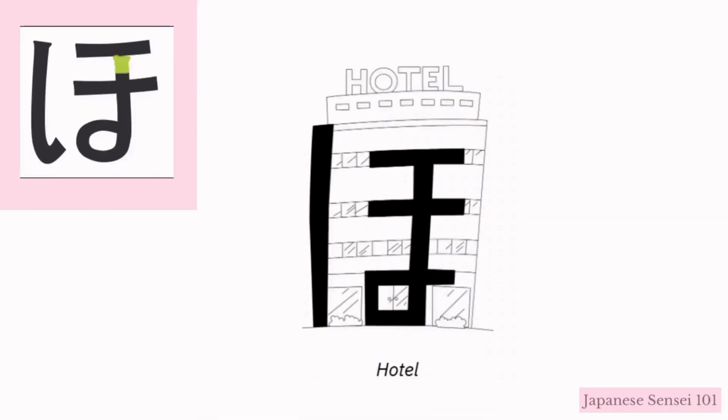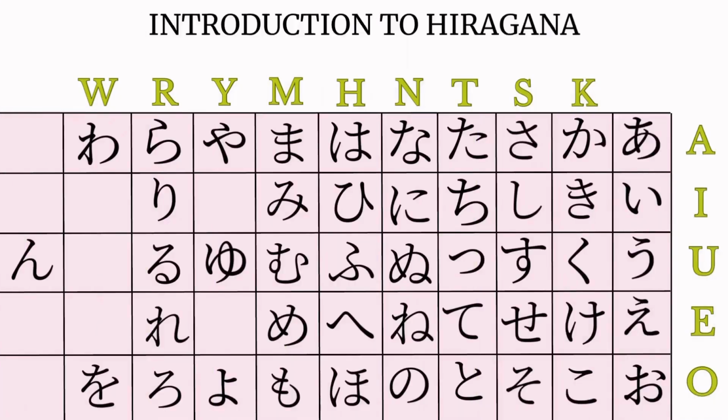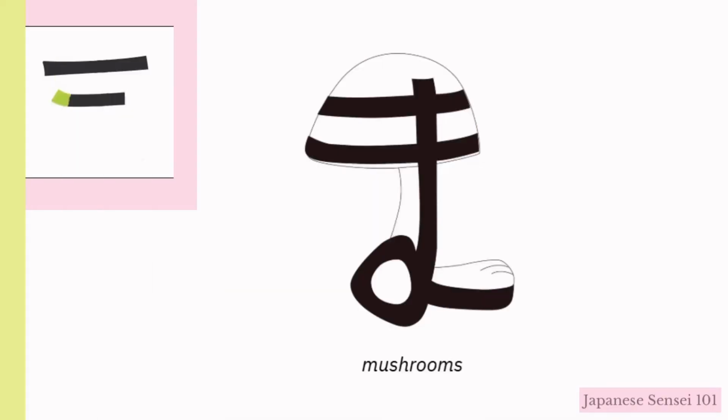ほ、ほ、 Imagine the hiragana ho as a hotel building with a tall chimney on the left side and a square door at the bottom. Brilliant job on finishing the 6th column. Let's turn our attention to the consonant M. ま、ま、 Imagine the hiragana ma as a mushroom with a curved cap and a stem.